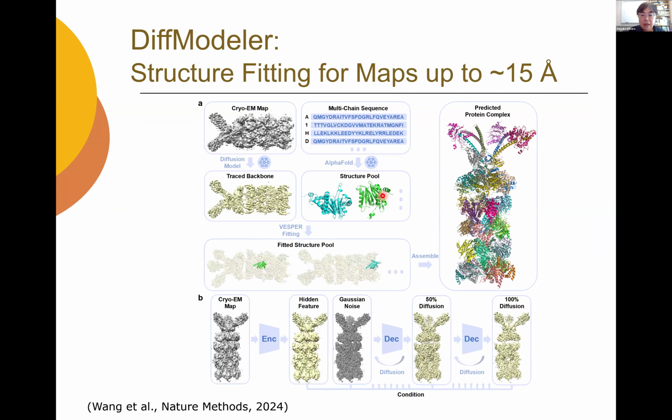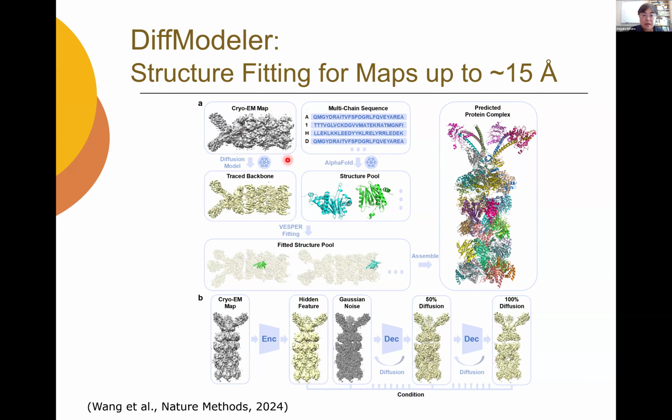We also have structure fitting methods, and this method works up to around 10 to 15 angstrom resolution. You have a cryo-EM map and protein sequences, and it does structure fitting of AlphaFold models. But when the resolution is 8 to 10 angstrom, even structure fitting is not easy.